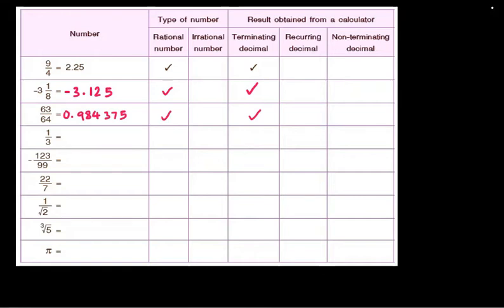Okay? Next, get 1 divided by 3. Okay? 1 divided by 3. What do you get? You get 0.3333 repeating. You see that 3 is continuing without end.